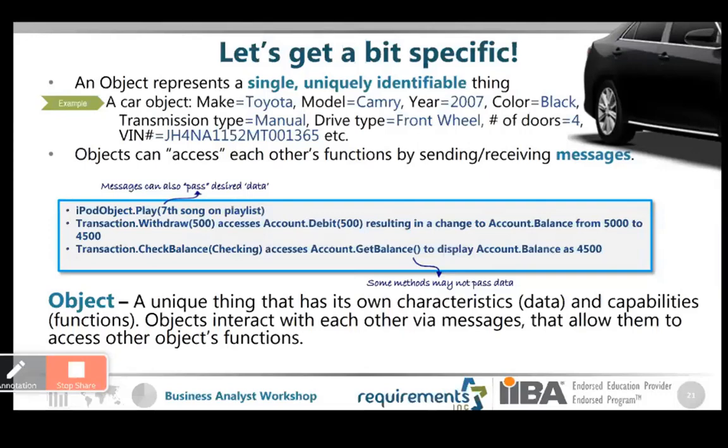So to get utility from each other, the objects have to ask each other, and in asking, the data and functions get called out in the messages. What we reviewed is one sample message. In the technical world, we say messages are passed. So I'm passing a 7th-song-on-playlist message to the iPod, and I invoke the play function. Make sense?